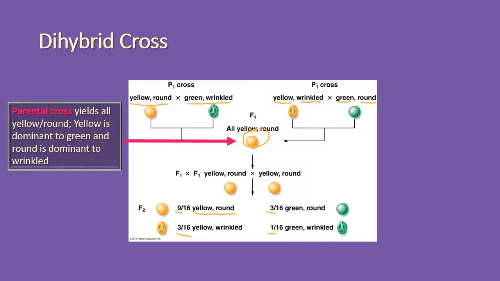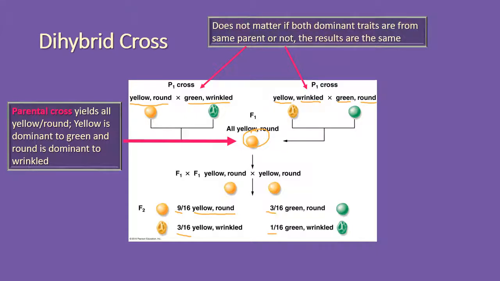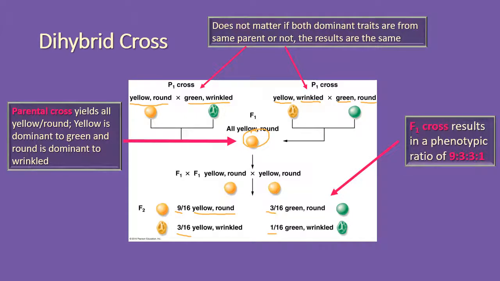So like I said, note that the parental cross yields all yellow round. And it doesn't matter if the dominant traits came from the same parent or not. And then the F1 cross results in that 9 to 3 to 3 to 1 ratio.